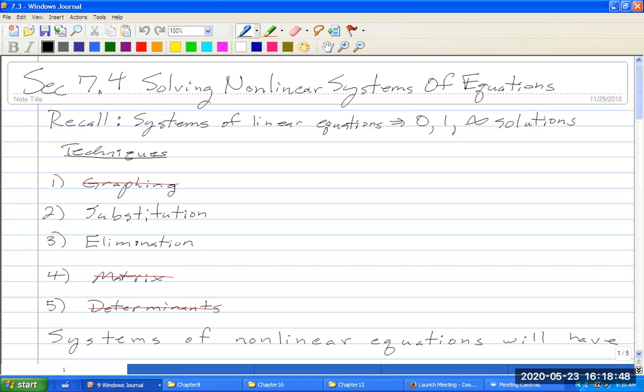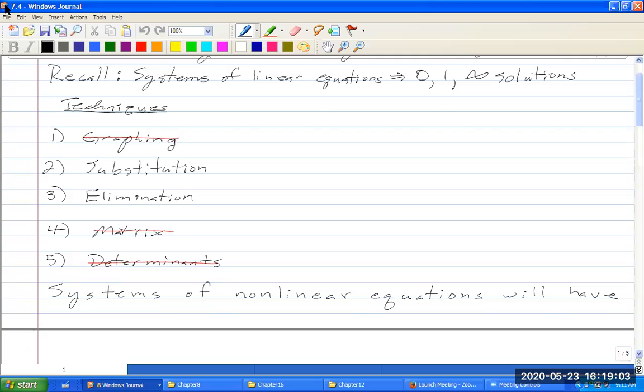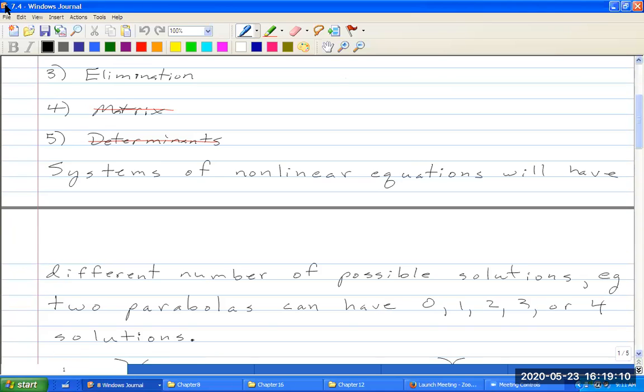So first off, with systems of linear equations, we only had three possibilities. We could have no solution, one solution, or an infinite number of solutions. When we're dealing with nonlinear systems, we can have many other types of possibilities. I'll actually look at some examples.